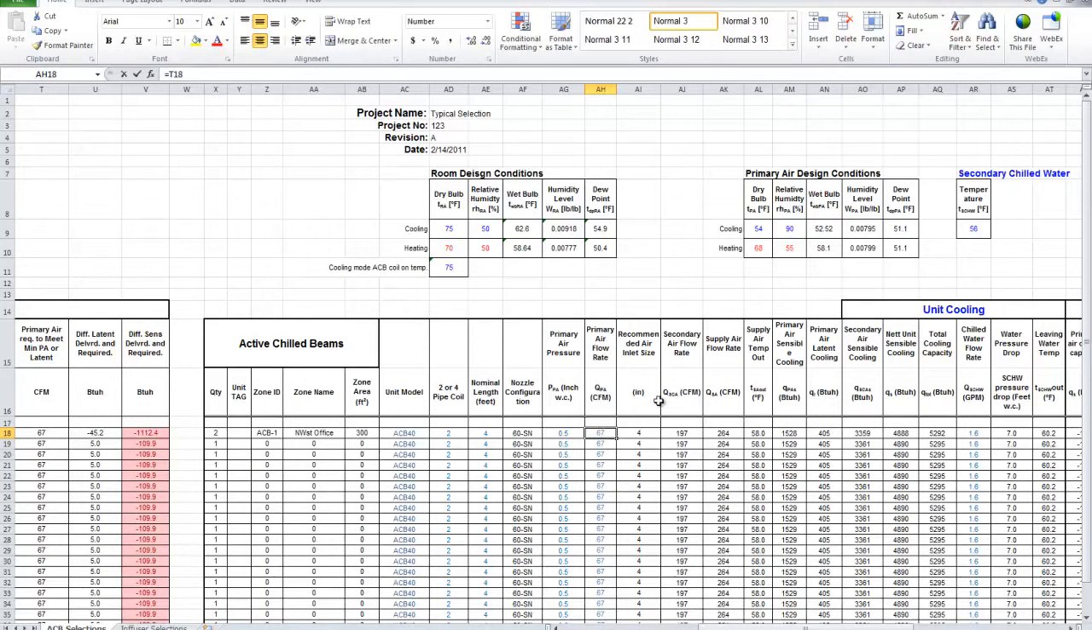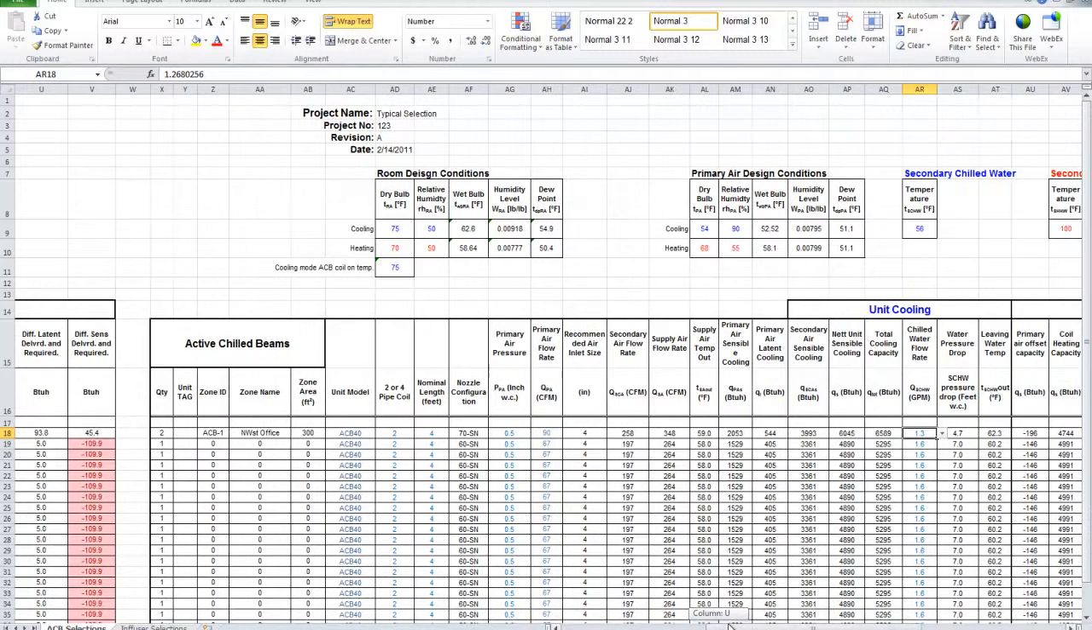So we can take that up to 80 CFM, and as you can see, we're still 369 BTUs short. If we take that to then 85, still just a little short. So at 90 CFM, for this 4-foot ACB 40, we can deliver the sensible requirements to that space. We may even want to adjust the water flow rate down a little in order to get pretty close to the required sensible cooling capacity.